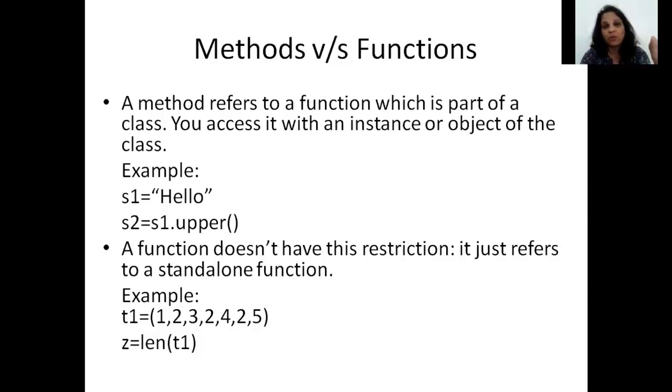Now that's not important here. How did I use the upper function? I didn't write upper in bracket s1. Instead, I wrote s1 dot upper, because upper is a method of a class named str. And whenever we invoke a method, we always use the object of that class. And in this scenario, the object of the class is s1.